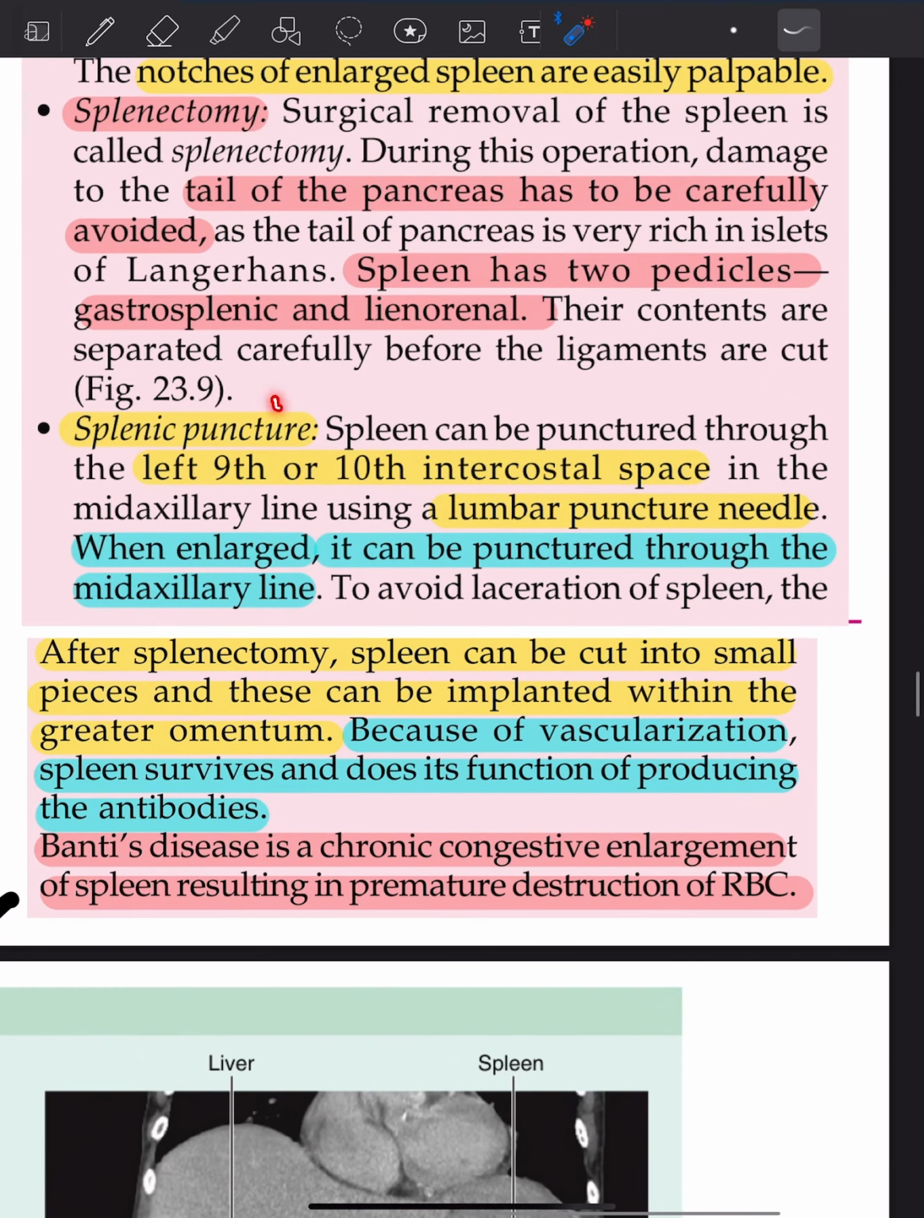When we talk about the splenic puncture, it can be punctured through the left 9th or 10th intercostal space, and a lumbar puncture needle is needed. But when the spleen is enlarged, it can be punctured through the mid-axillary line. Okay, remember this point.